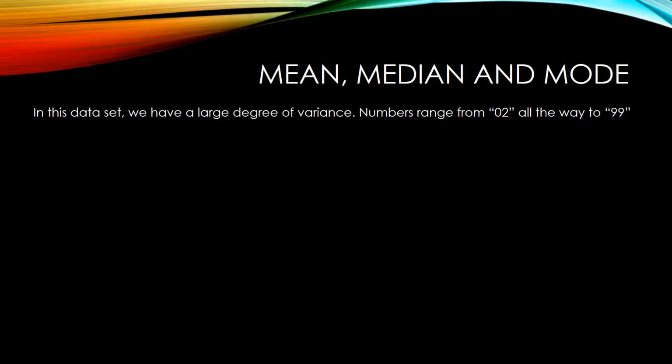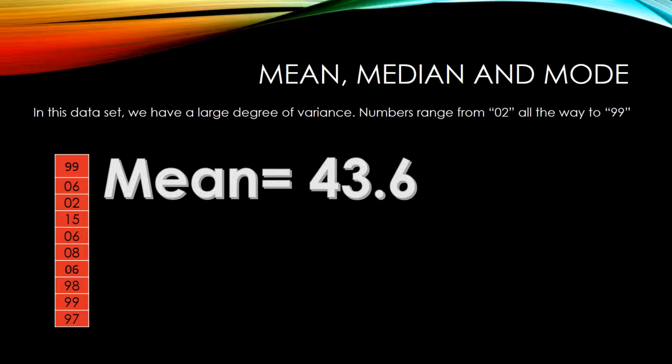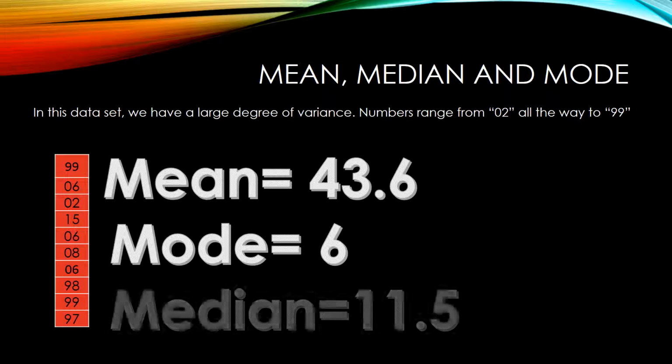So as an example, I'm putting up a different data set with a large degree of variance. So these numbers range all the way from 2 to 99. Still just 10 observations, but lots of gaps in between the numbers. So in this case, the mean is 43.6. You might not know that just by glancing at the data. The mode is 6, and the median is 11.5.